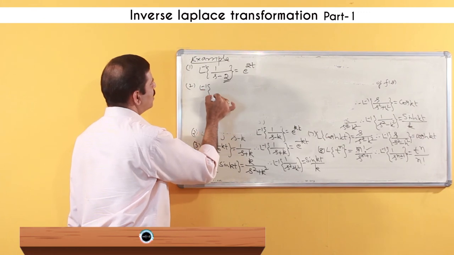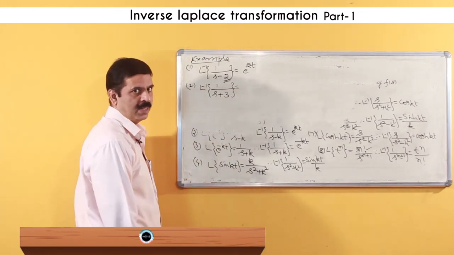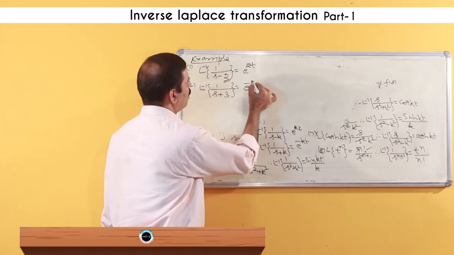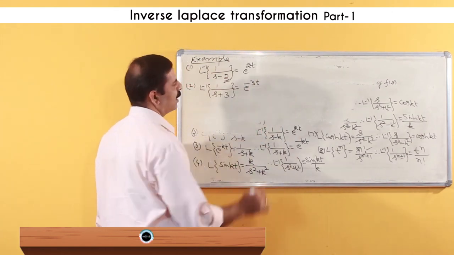Similarly, Laplace inverse of 1 by s plus 3, if it is given here, then it is equal to e to the power minus 3t. What is k there? k is equal to 3 there. Like that.